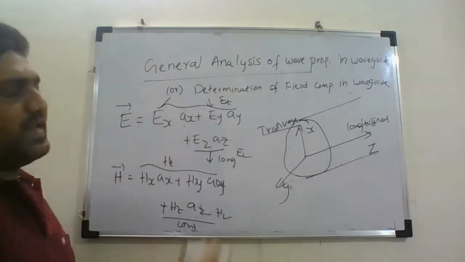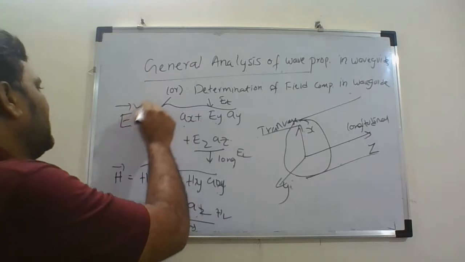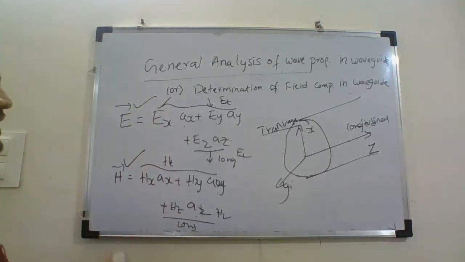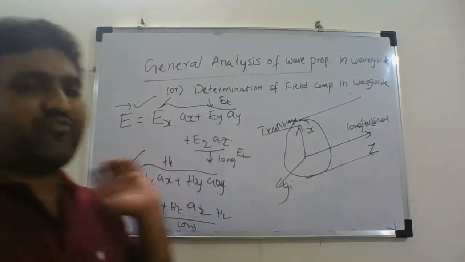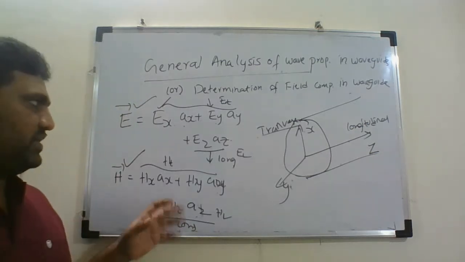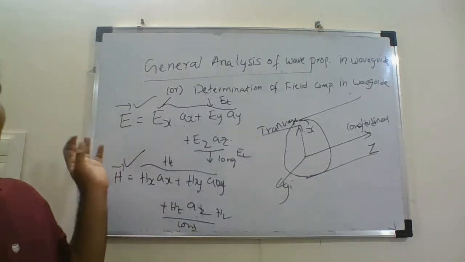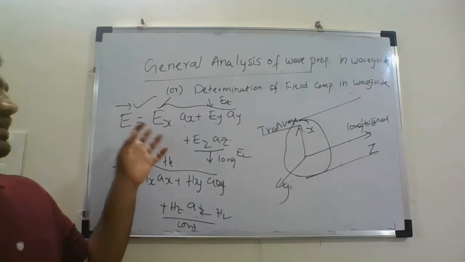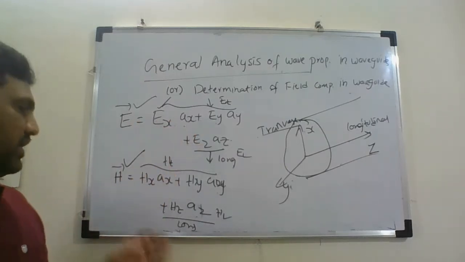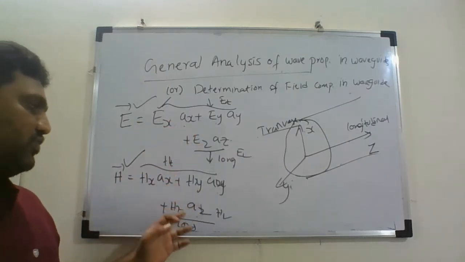This general analysis is basically, these are the electric field components E bar and H bar representations in the free space. In free space we will have the electric field having components Ex, Ey, and Ez. Similarly, the magnetic field also has Hx, Hy, and Hz.